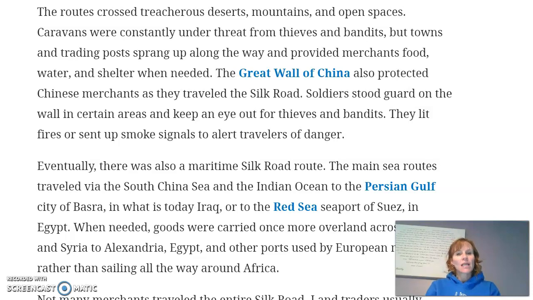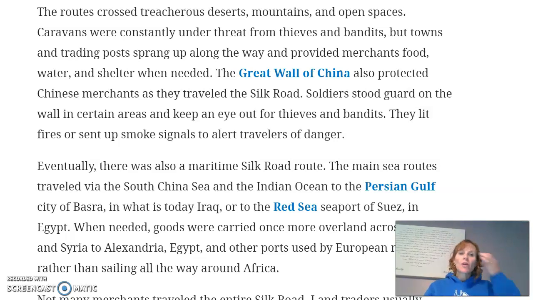They lit fire or sent up smoke signals to alert travelers of danger. All right. So these Silk Road routes, like I said, it wasn't like a nice, smooth, beautiful road. There was lots of dangerous terrain along the way. There were mountains, there were deserts, there were wide open spaces, right?